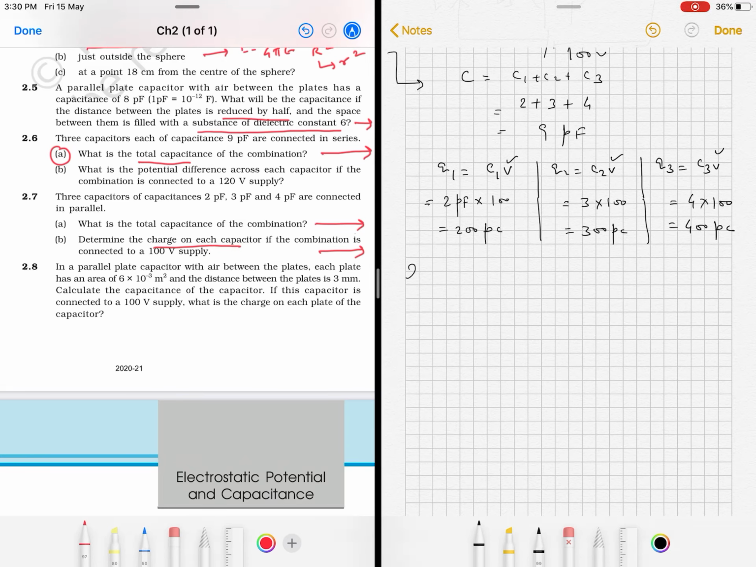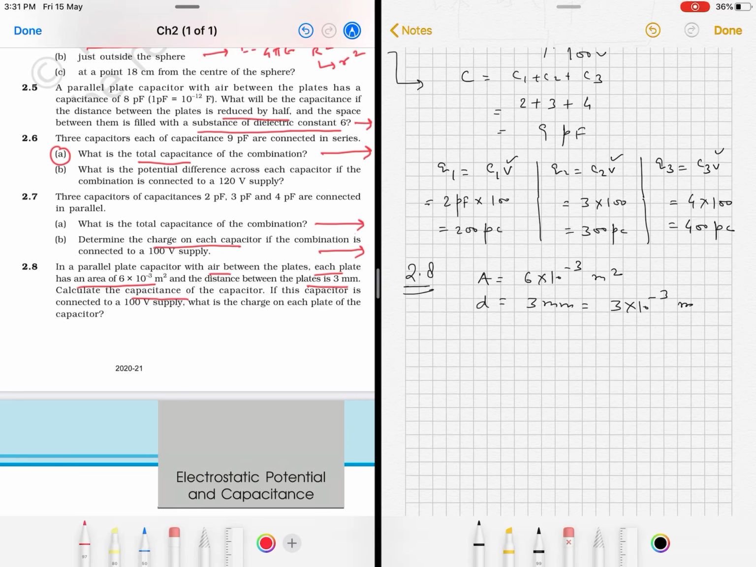Now come to question number 2.8. In a parallel plate capacitor with air, each plate has an area A. A is 6 into 10 to the power minus 3 meter square, and the distance between the plates is 3 millimeter. That is D. D is equal to 3 millimeter, that is 3 into 10 to the power minus 3 meter.